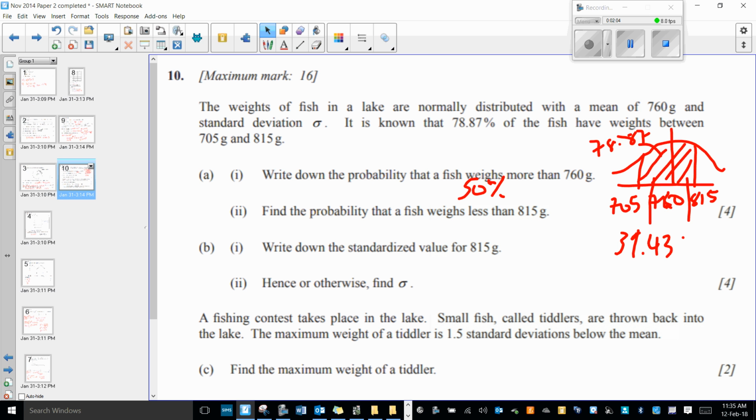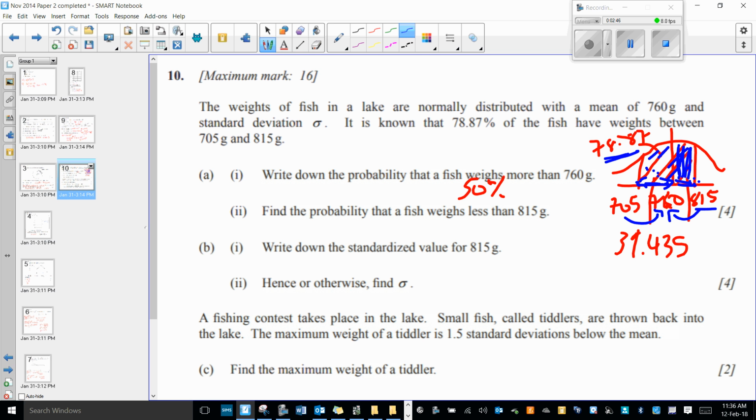Okay, so we can see that if this is 705 to 760, that's 55 units, and then there's 55 units between 760 and 815, which means that these are equal distance away from the mean, which means that each of the halves would be half of this. So the total amount is one value, and each of these are exactly the same, but that's only because the gap between the 815 and the 760 and the 705 and 760 is the same.